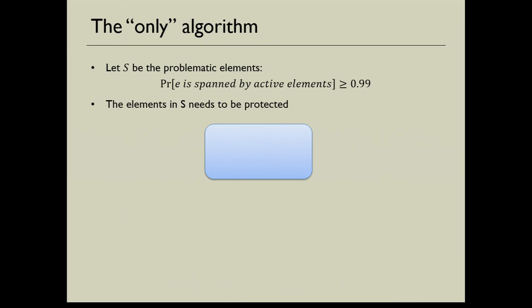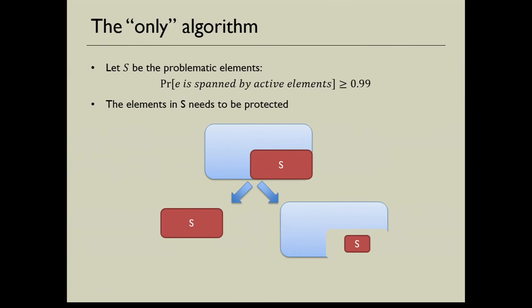Because they are spanned by other elements. So these elements need to be protected, and we know which ones need to be protected, so that's our set S. Now we decompose it: we look at the remaining matrix you get by deleting these elements, and the contracted matrix. And then you recurse. Maybe there are some other elements that still need protection, and you need to select them recursively.